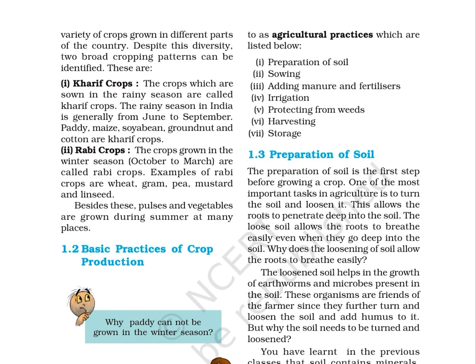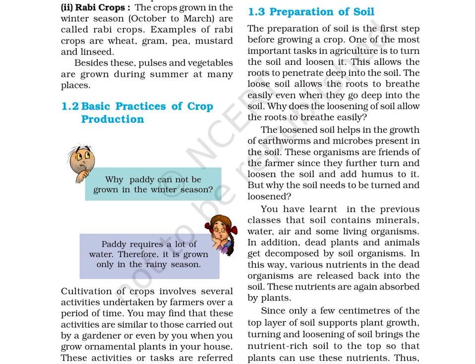1.3 Preparation of soil. The preparation of soil is the first step before growing a crop. One of the most important tasks in agriculture is to turn the soil and loosen it. This allows the roots to penetrate deep into the soil. The loose soil allows the roots to breathe easily even when they go deep into the soil. Why does the loosening of soil allow the roots to breathe easily?